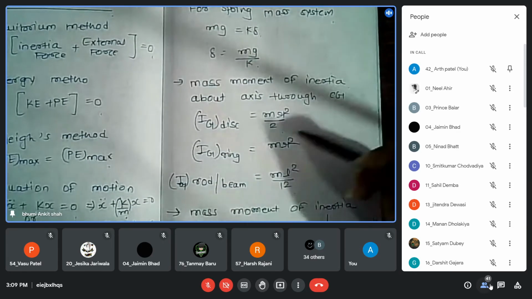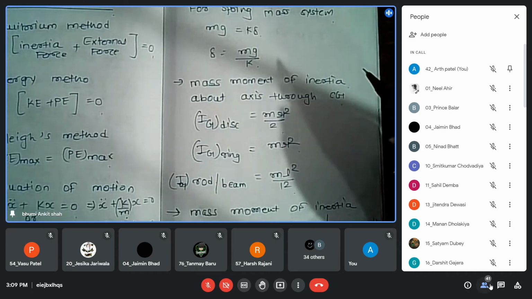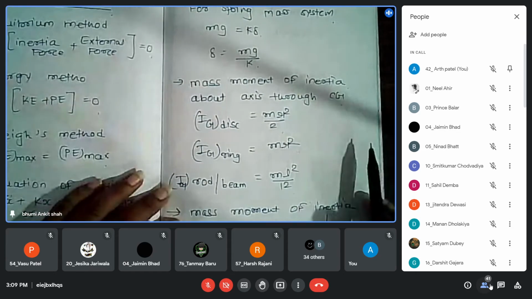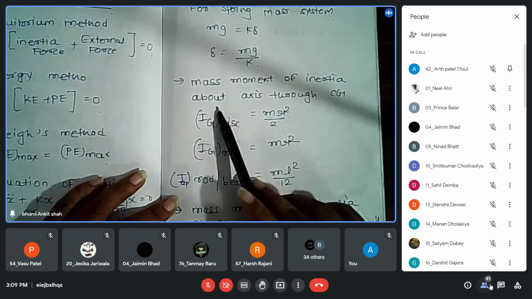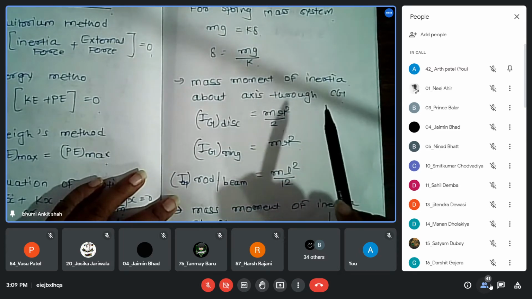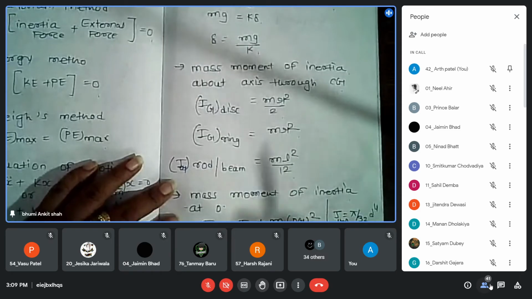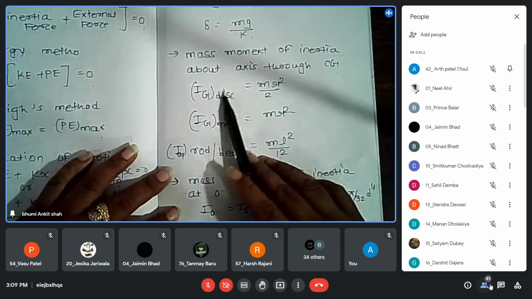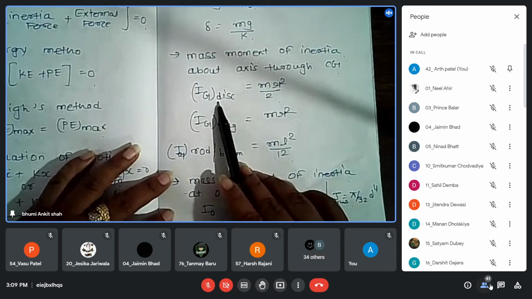Right. Now mass moment of inertia, we get confused here. So that also I have written: mass moment of inertia about an axis through CG. Right now I'm talking about IG, right? I'm not talking about from the fixed point. What to take at the fixed point? Whatever it is from O, okay, that also I will explain. Okay, this is what we are counting from the CG.